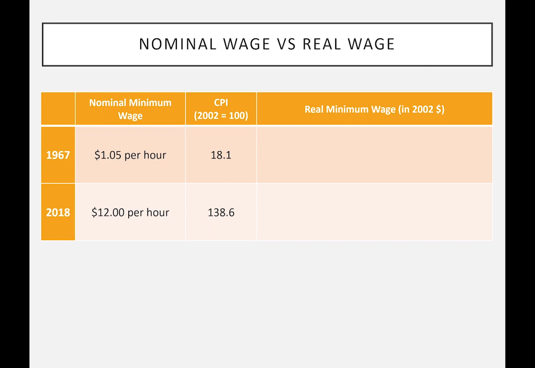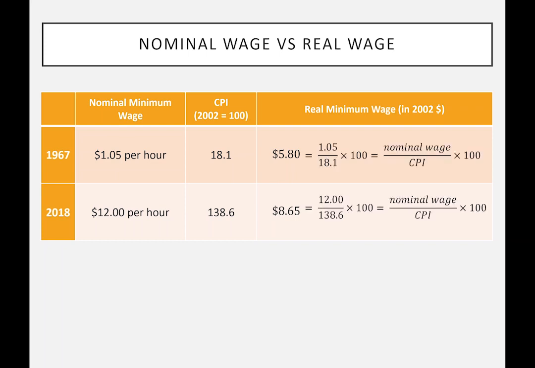So what does that mean? We can clearly see that the nominal wage has gone up about 12 times, but the CPI has gone up about 5 to 6 times. So we can now calculate the concept of real minimum wage, which I've done here. In 1967, the real minimum wage was $5.80, and in 2018 it was $8.65. For this calculation, I'm using 2002 as the base year. So we can say it's in real terms because we're adjusting for the price.